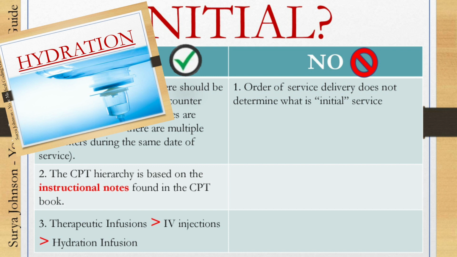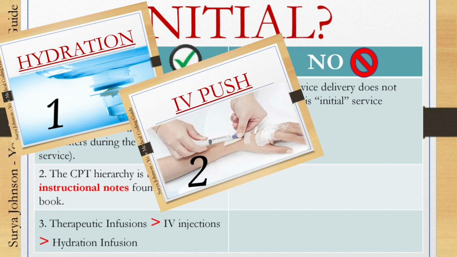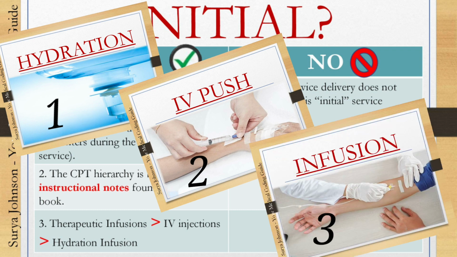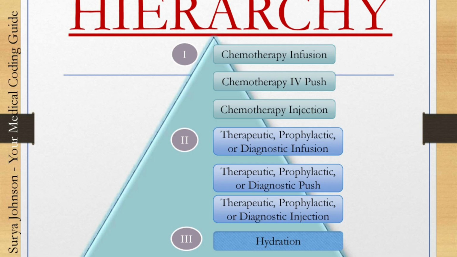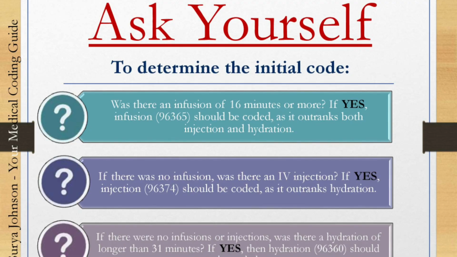Maybe sometimes the patient will receive a hydration infusion as the first one, and then an IV push, and then the doctor will order an administration of an IV infusion. Because in this order, the hydration CPT would appear to be the initial code. No, you should not follow the order of service delivery. You should always follow the hierarchy. So ask yourself to determine the initial code.